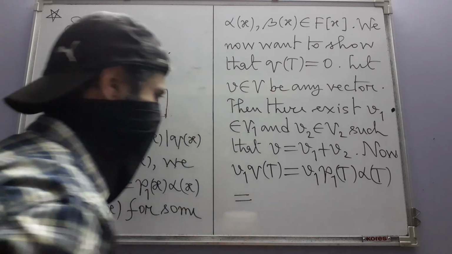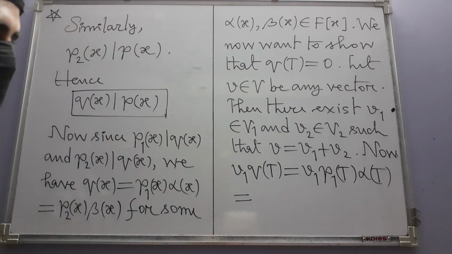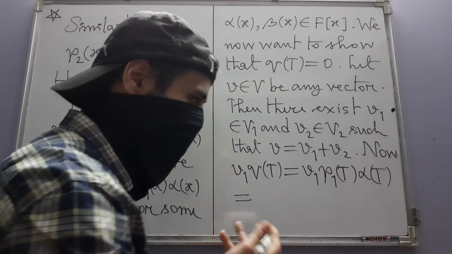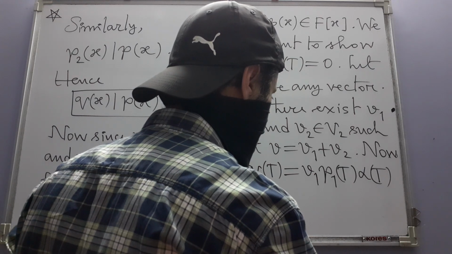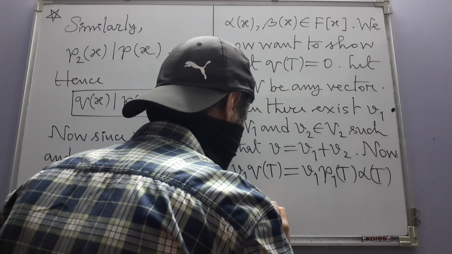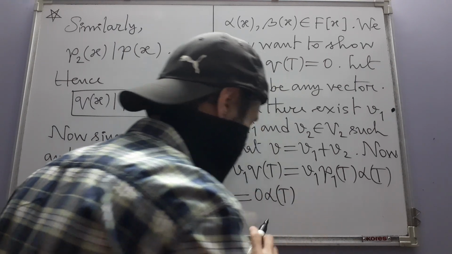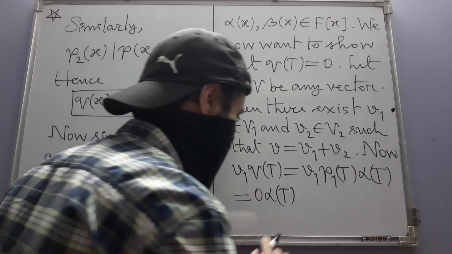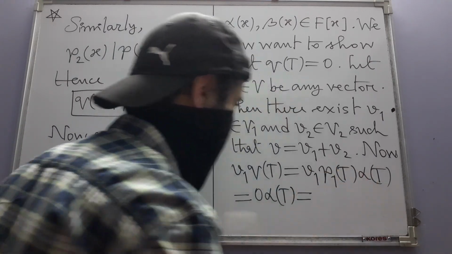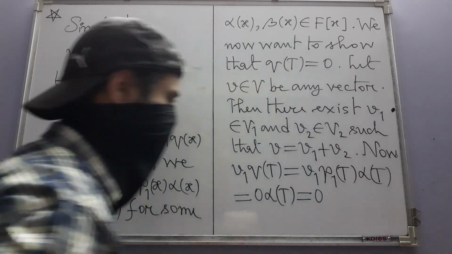Why? Because P1 of t is equal to 0. I mean, P1 of t is the 0 operator. And that is why you get 0 times, well, I should not perhaps say 0 times, but on 0 we are applying alpha of t. And do not forget that multiplication means composition of functions. So we get 0.